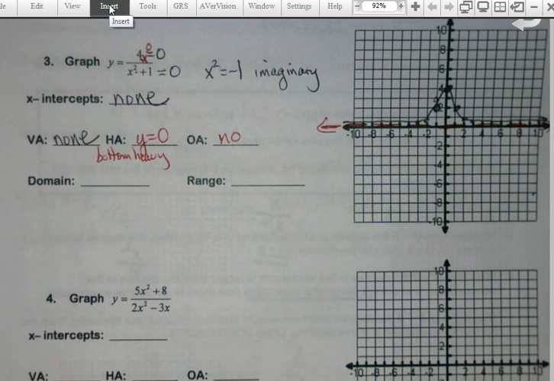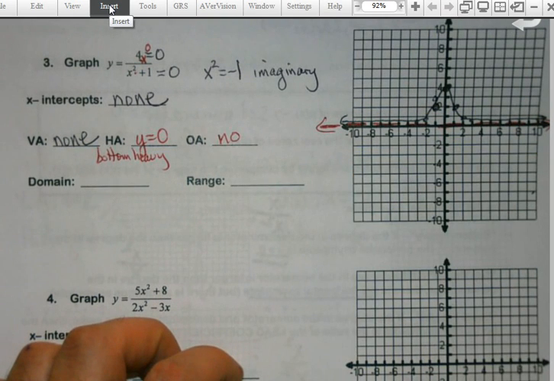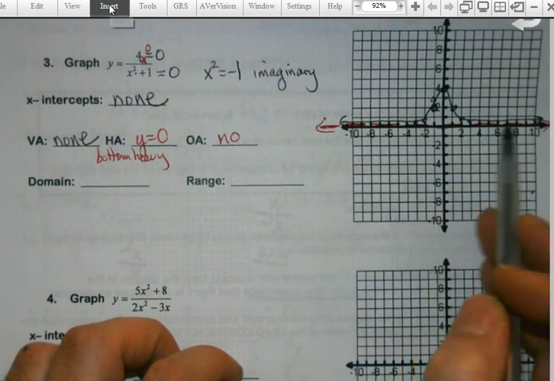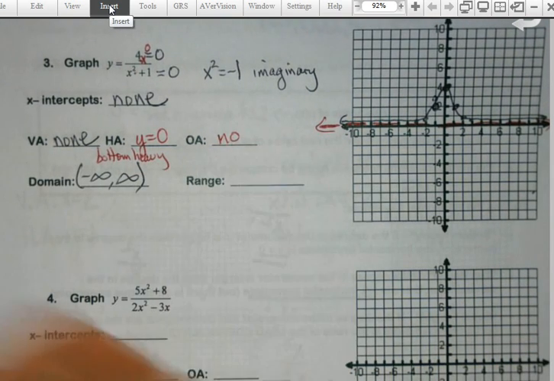So domain, any restrictions on my domain? No, because it just has that little bump and it keeps right on going. So domain, all good everywhere.